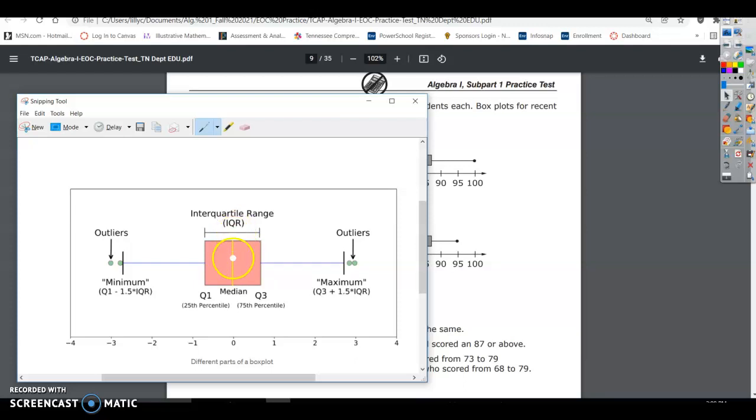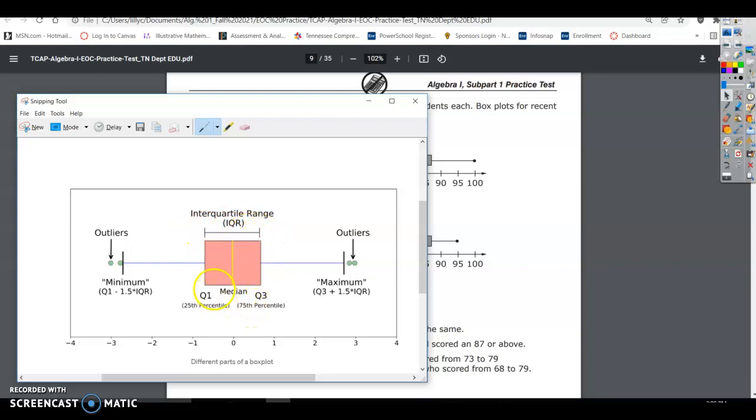So your interquartile range is your median, your Q1, which represents the 25th percentile, Q3, which represents the 75th percentile, and then you have your 2 whiskers that lie outside, which would be your Q1 minus 1.5 times your interquartile range. And then same thing with your maximum would be Q3 plus 1.5 times your interquartile range. And then of course anything outside of those would be considered outliers. So this whole part here, from Q1 to Q3, is considered your interquartile range.